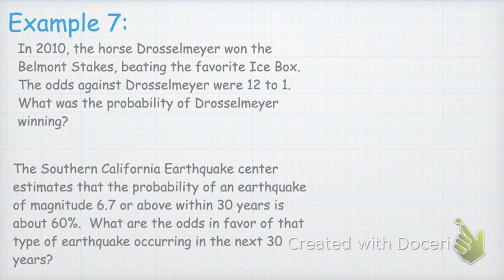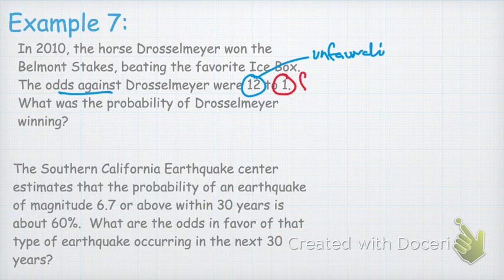So in example 7, we have a horse racing situation where they're always talking about the odds against horses winning. So the odds against a particular horse winning were 12 to 1. And so we wanted to know what's the probability that that particular horse wins. If it says odds against, then that means 12 is the unfavorable outcomes, and 1 is the favorable outcome, meaning they win.